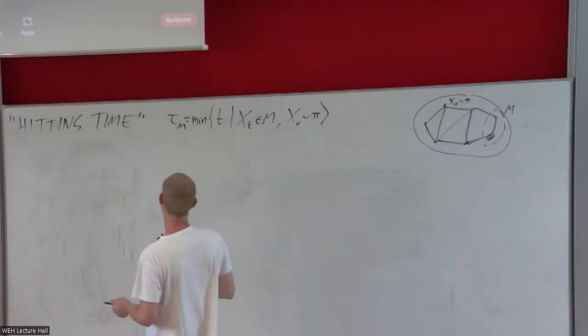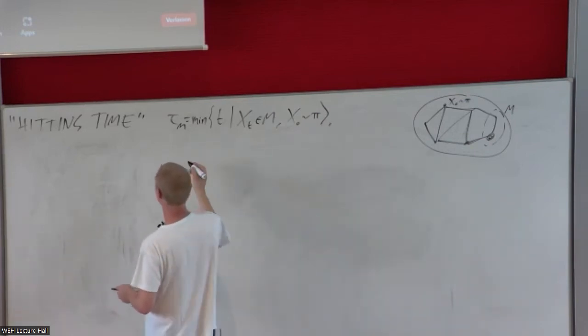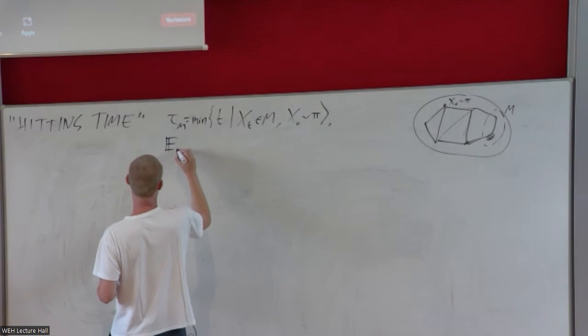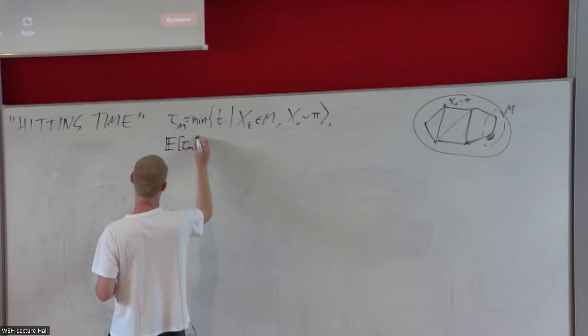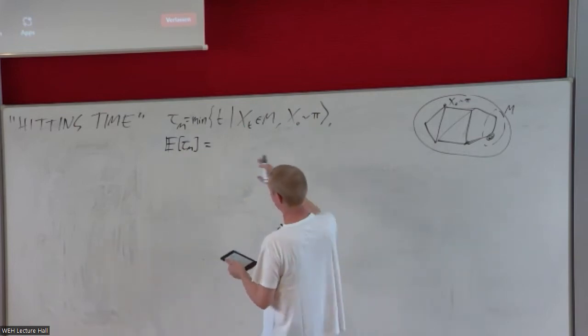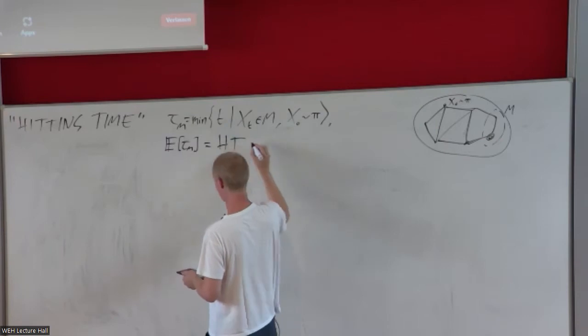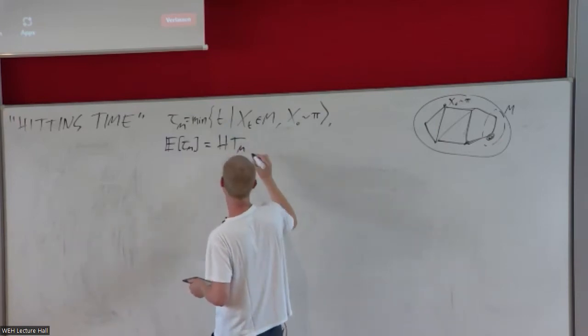Now, with some abuse of terminology, we'll also call the expectation of this thing, which is no longer a random variable, it's just a quantity that we associate to the graph, and it's a function of M. This is what we'll actually call the hitting time.